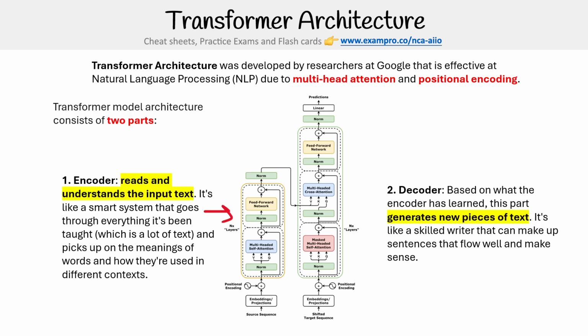And the second part is the decoder. Based on what the encoder has learned, this part generates new pieces of text. It's like a skilled writer that can make up sentences that flow well and make sense. Okay, so there are those 2 parts.